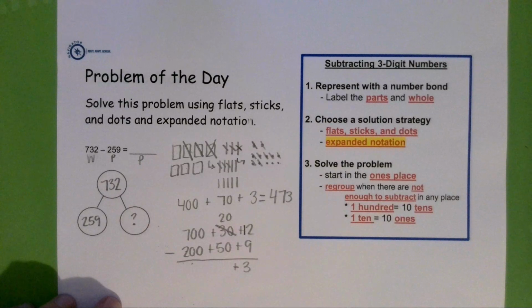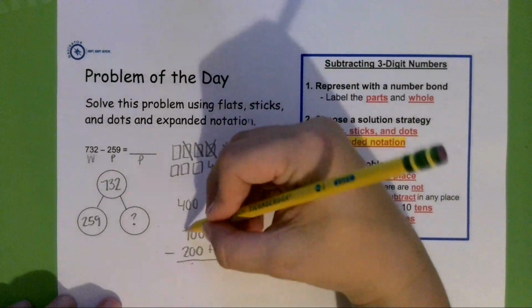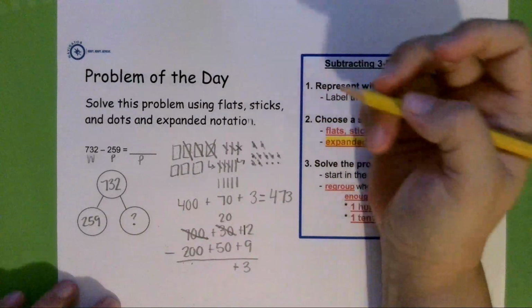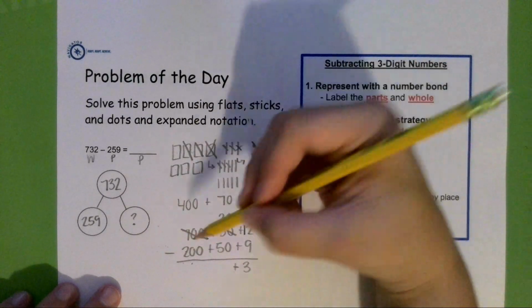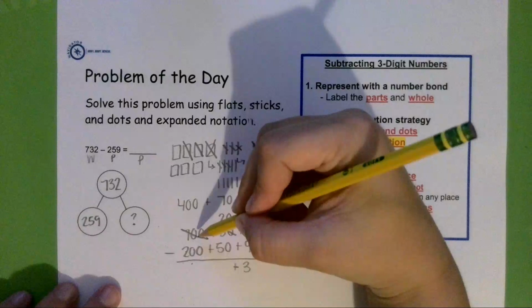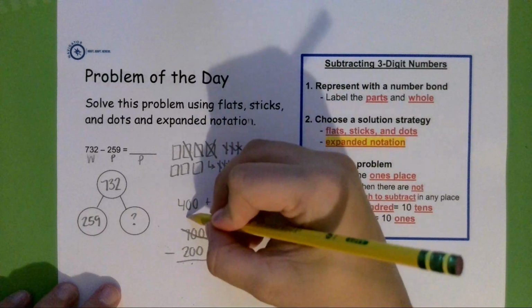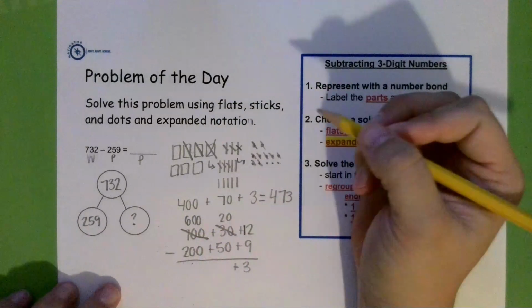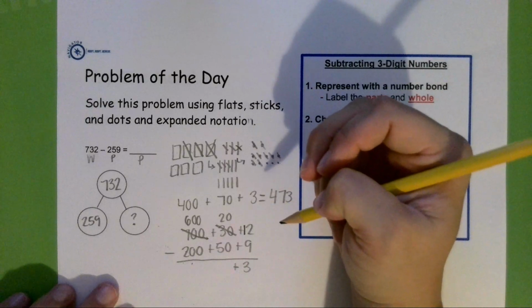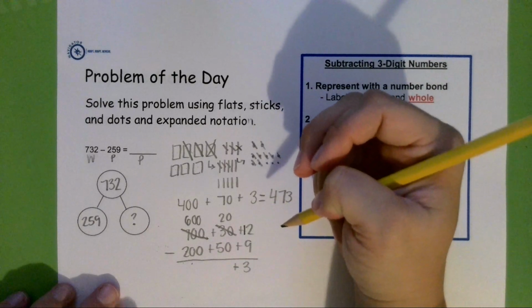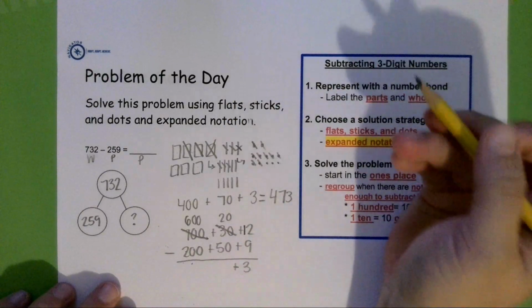I bet you said we need to regroup 100 into 10 tens, and we can show it by crossing off the amount we have in the hundreds place and decreasing it by 100. 100 less than 700 is, right, 600. Then I bet you said we should add that 100, or those 10 tens, to the amount we already have in the tens place.